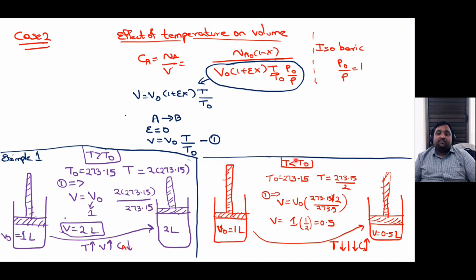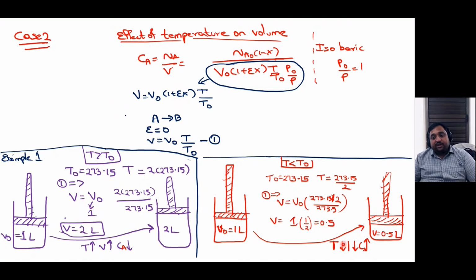Imagine the other example. I have reduced the temperature now, so the final temperature is less than the initial temperature. The initial temperature is 273 Kelvin, and the final temperature is half of this initial temperature. If I start my reaction at the initial temperature, at 1 liter, and put all the values in equation number 1, which is V naught into final temperature divided by initial temperature, I am going to get 0.5 liters. That means if you start a reaction at 1 liter and reduce the temperature to half of the initial temperature, the volume is also reduced by half.